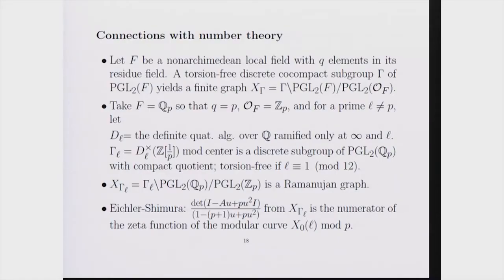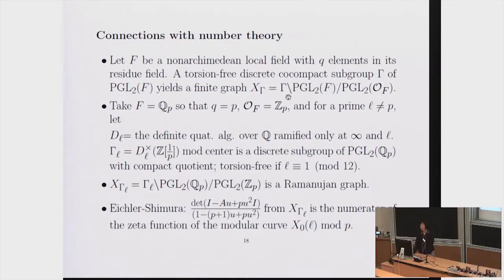I would like to also spend a little bit of time explaining the connections between the graph zeta function and the curve zeta function. I said that when Ihara started, he took F to be a non-Archimedean local field with q elements in its residue field. We mod out by its maximal compact, so this is a (q + 1)-regular tree. On the other side, we can mod out by a torsion-free discrete cocompact subgroup, and then we get a finite graph.